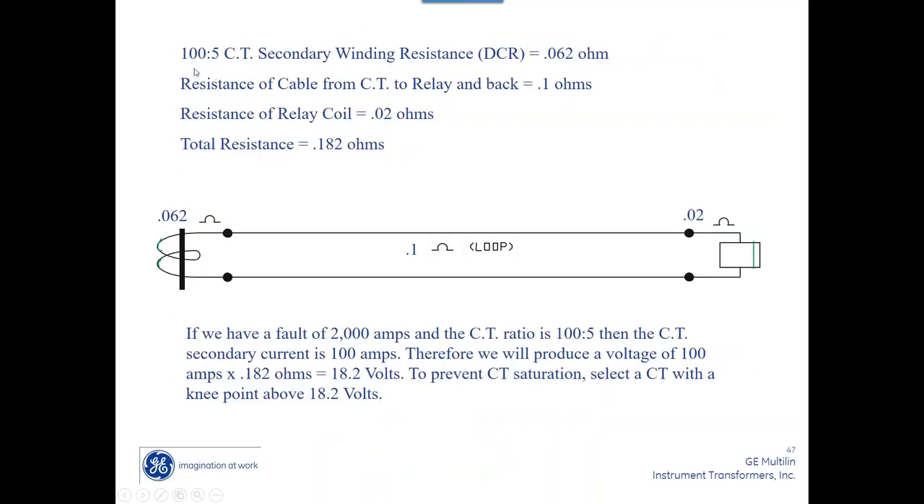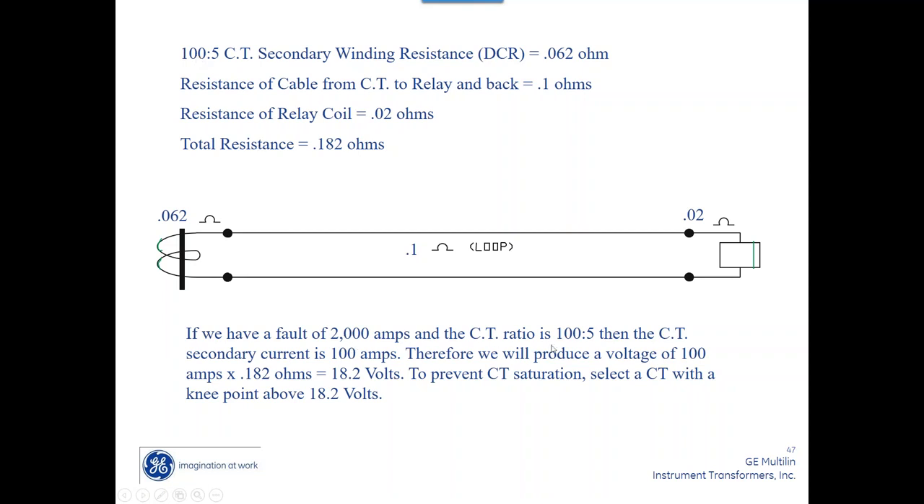So let's do our first example. I'm taking a 100 to 5 CT. My DCR is 0.062 ohms. My resistance of the cable was 0.1 ohm. My relay was 0.02 ohms. Total is 0.182 ohms.